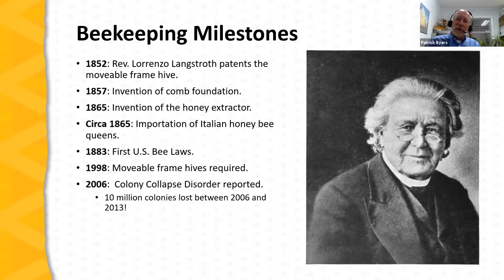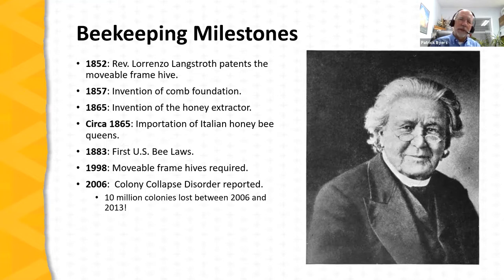Prior to Reverend Langstroth's development, bees were kept in things such as hollow logs or straw baskets or boxes. In these settings, the bees would fill the area with comb and with honey, but when it came time to harvest the honey, the only alternative was to destroy the colony. But with the Langstroth hive, we can now pull components out, brush the bees off, and harvest honey and wax from those components without destroying the colony. So again, this was a revolutionary development.